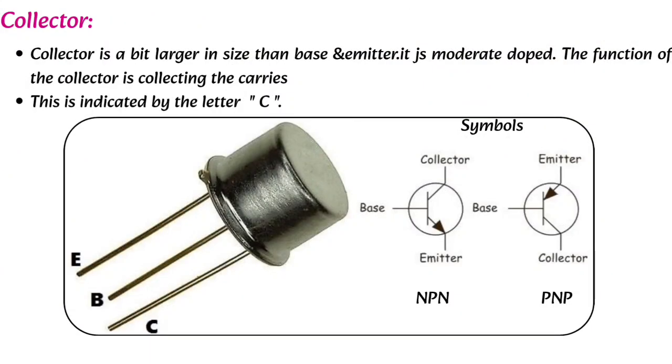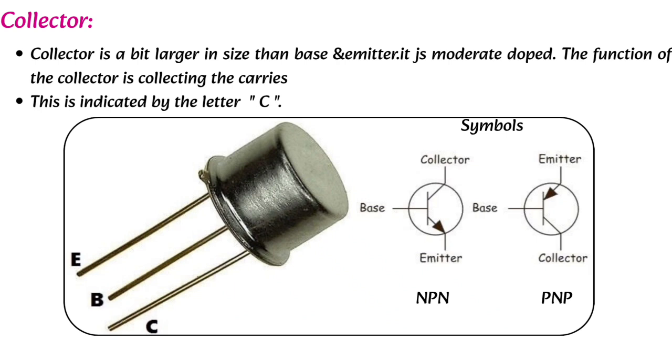And now we'll see the function of the collector. The size of the collector is large when compared to both the base and the emitter. Coming to the doping level, the doping level of the collector is less when compared to the emitter and more when compared to the base. So it is moderately doped, and the main function of the collector is to collect the majority charge carriers. The emitter emits the majority charge carriers, and the collector collects them. So that is the main function of the collector.